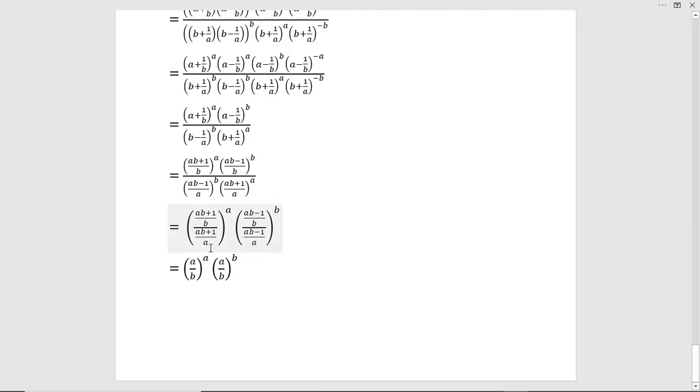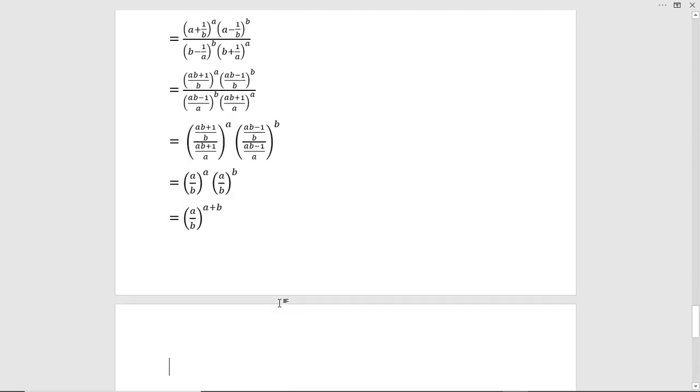How to divide these expressions, I will not explain, because you have learned division and multiplication, these kinds of things, in your class 8 textbook. So we will get a by b whole to the power a plus b. This is the most simplified answer.